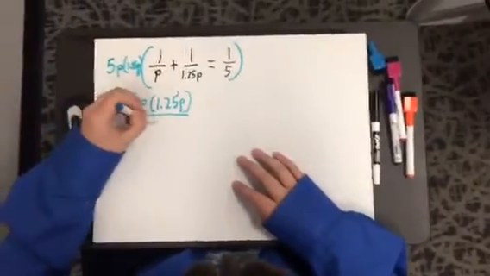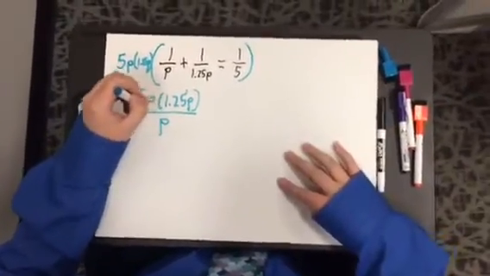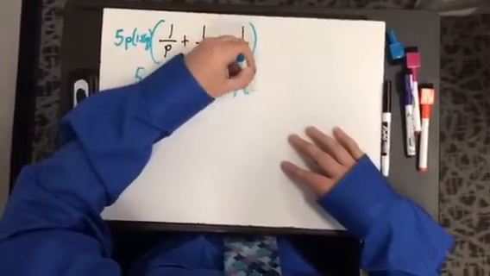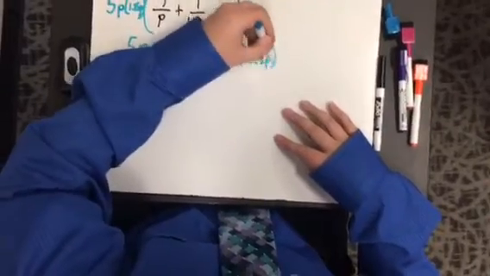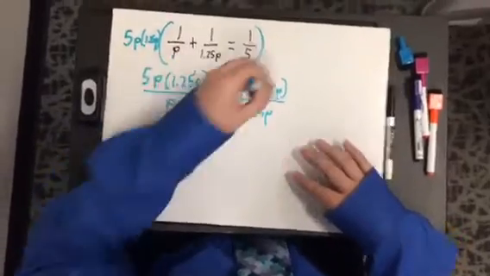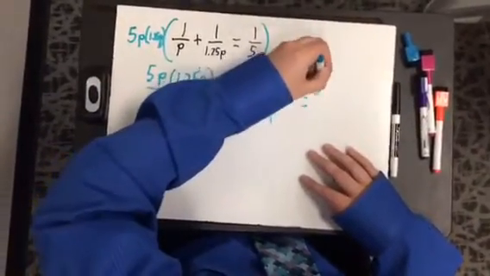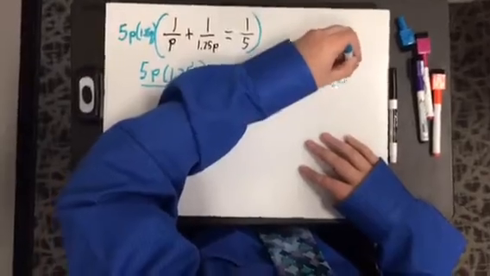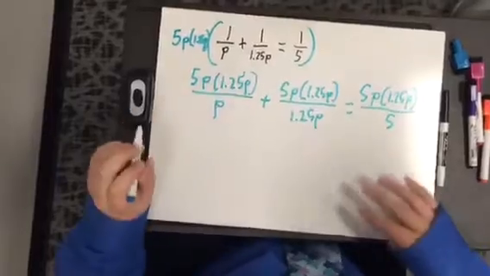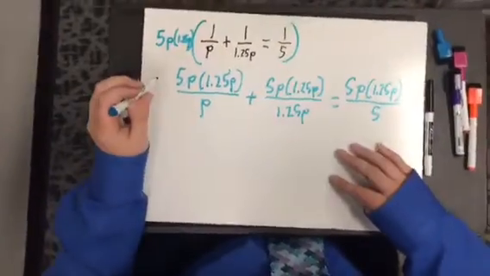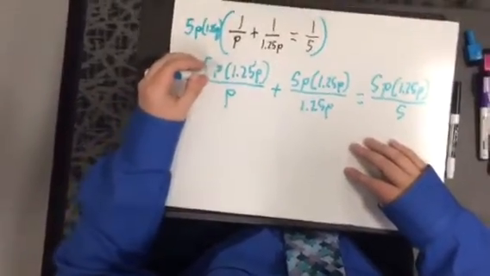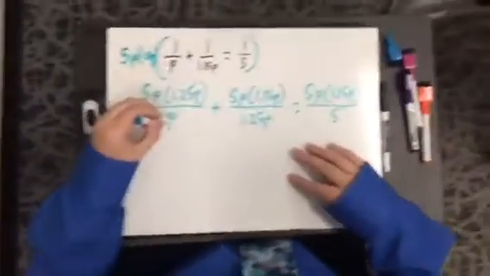So the first one will be 5p times 1.25p over p plus 5p times 1.25p over 1.25p equals 5p times 1.25p all over 5. Now, we're going to want to start simplifying this. So what you can do is you can look for common variables or numbers that are in the numerator that are also in the denominator.